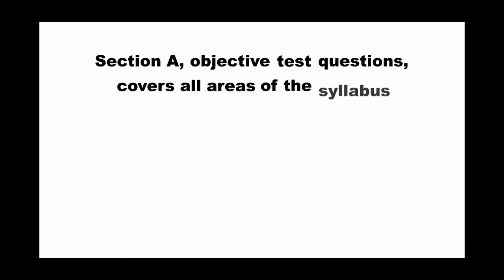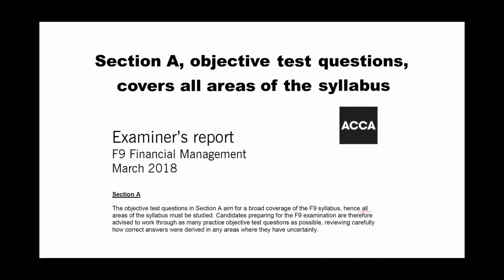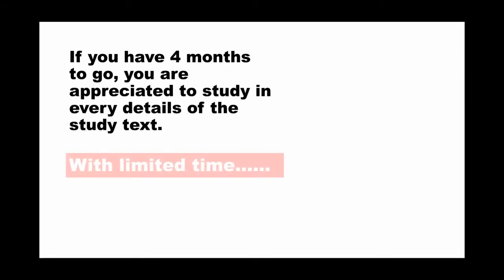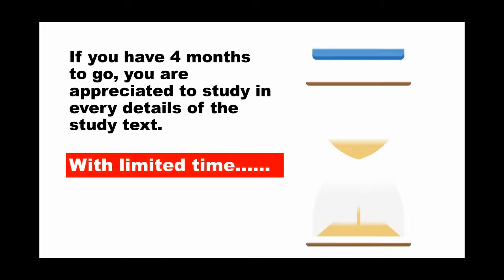Section A, the objective test questions, covers all areas of the syllabus, as stated in the examiner's reports. For all areas of the syllabus, you have to work through as many practice objective questions as you can, and carefully review all correct answers and how they are derived. If you have 4 months' time, you are encouraged to study every detail of the study text, but time is limited.